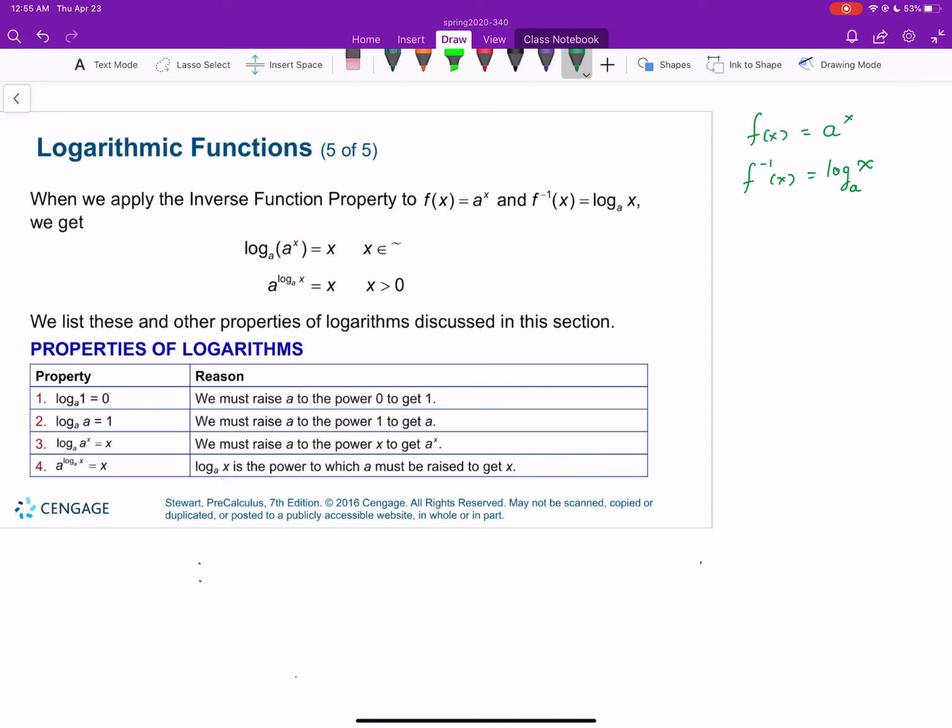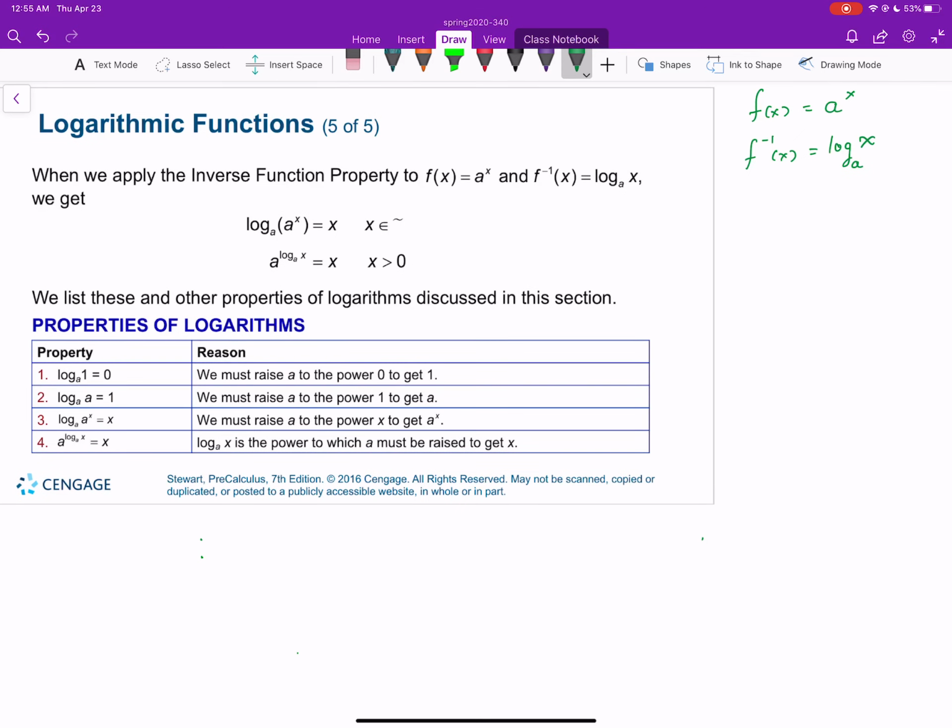Okay, so the first property says that log a of 1 is equal to 0. So for us to do the proof, let's just get rid of the 0 and see if we're going to get that same answer. So we have this log expression here. We know that every log expression returns to us an exponent. So for now, let's just say that this exponent is x.